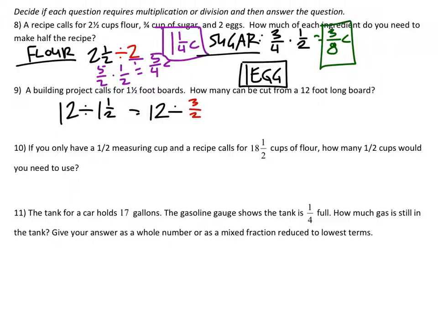So I got 12 divided by 3/2, but now if I change it to multiplication, I get 12 times 2/3. So we can look at that as 12 over 1. And I've got 12 times 2, which is 24. 1 times 3 is 3. And 24 divided by 3 is 8. So I would have 8 1 1/2 foot boards. We'll just say boards.